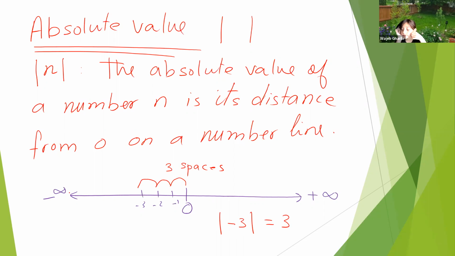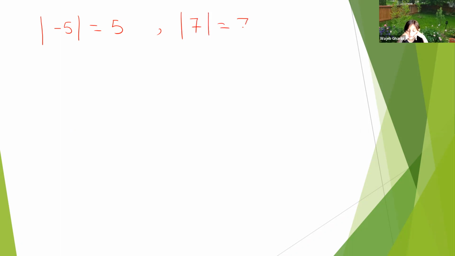Okay, so let us have more examples. What is the absolute value of -5? It is +5. What is the absolute value of 7? It is 7. What is the absolute value of 0, Maria? It is 0. Always 0. And if we have, for example, the absolute value of -2.3, it is +2.3.